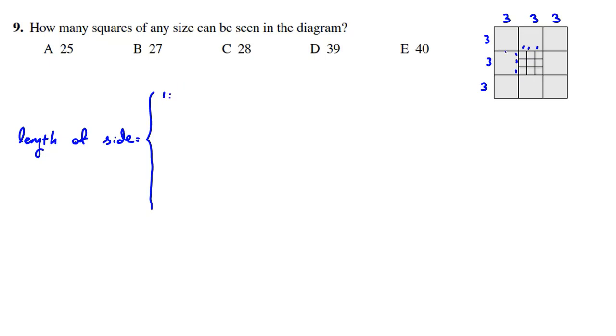If it is 1, how many squares do we have? 1, 2, 3, 4, 5, 6, 7, 8, 9, or 3 by 3. We have 9 squares. If the length is 2, we have 1 here, 2 here, 3 here, 4 here.